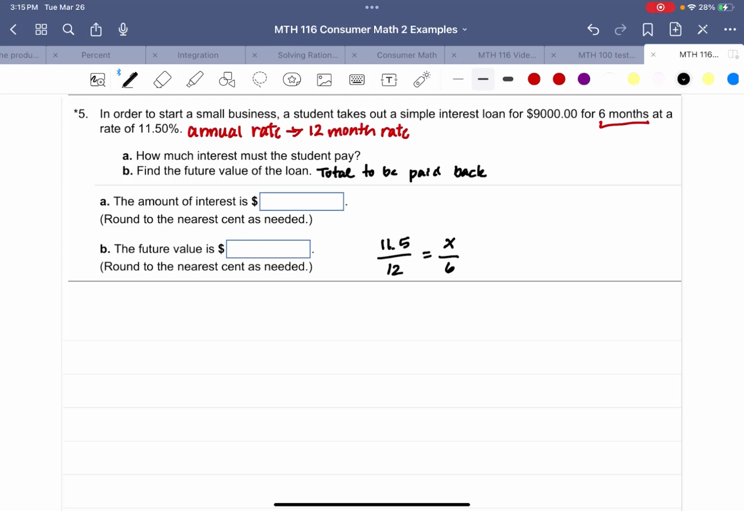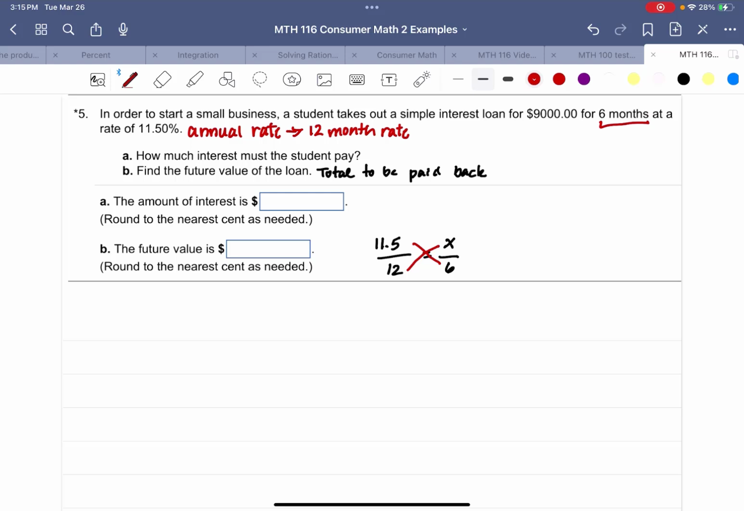Now, you might notice that 6 is half of 12, and that means it's going to be half of that, and that would be true. But it might not be 6 months. It might be 4 months or 2 months, and it would be harder to calculate in your head. So let's go ahead and do our proportion to find our rate.